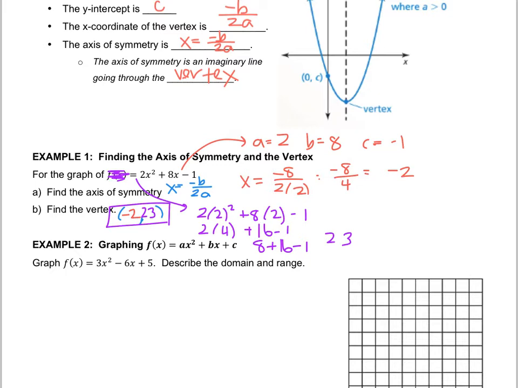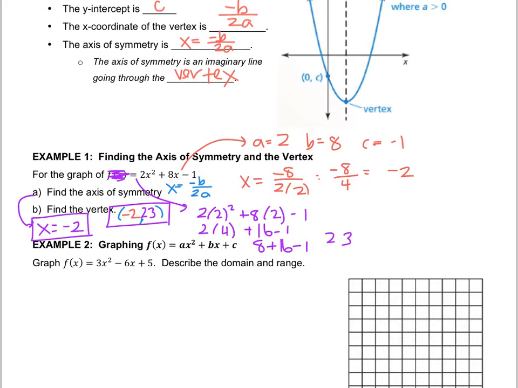And the axis of symmetry, which I didn't actually write down, the axis of symmetry in letter A, sorry, this is all over the place, is x equals negative 2. So that's the line where the parabola goes through on the vertex.